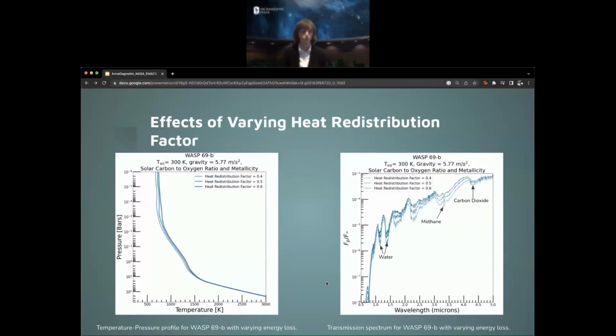And then for the heat redistribution factor, it's a similar thing. A higher value tends to have higher temperatures at each pressure level because there's less energy lost on the night side. And they also have stronger spectral features overall in all wavelengths.